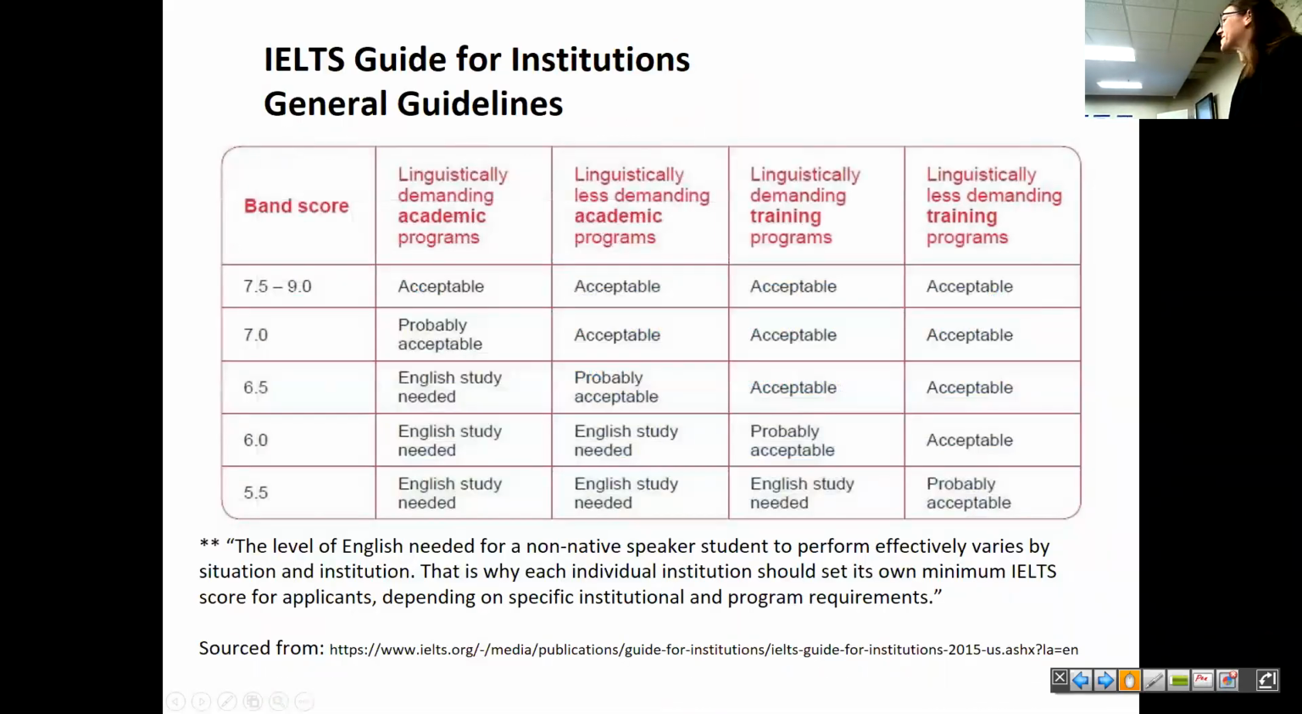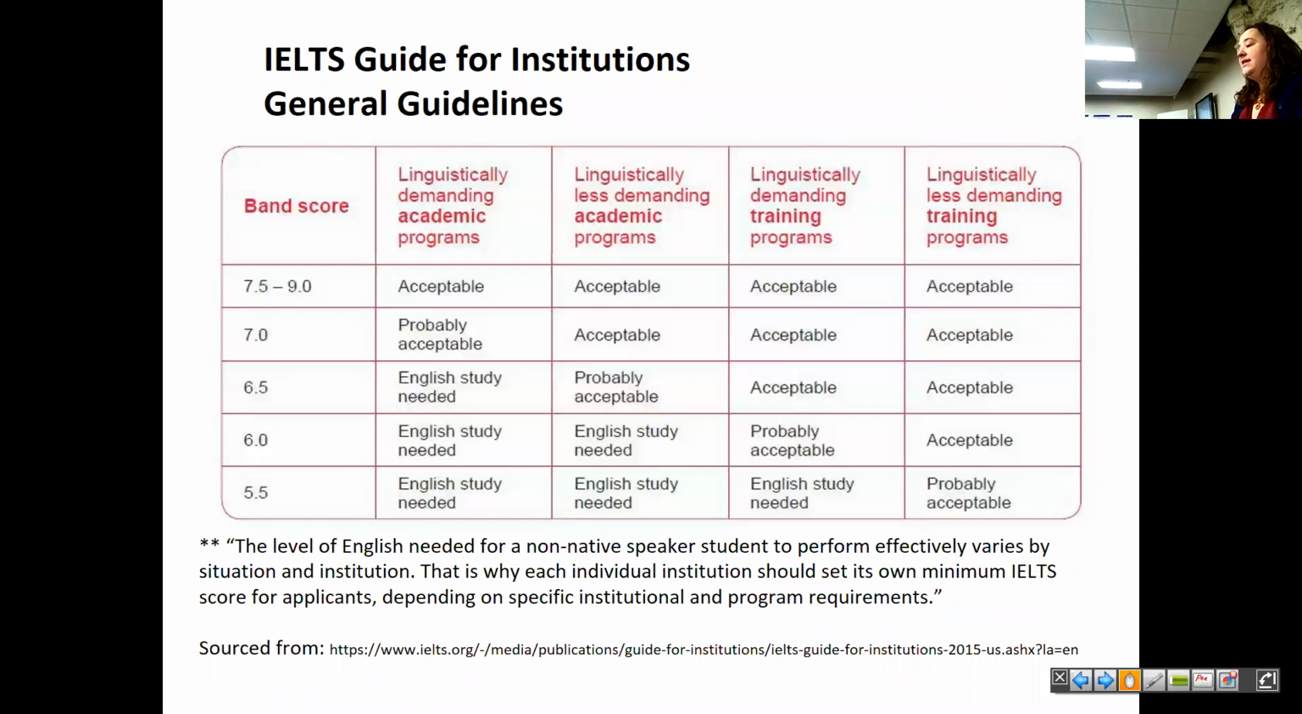Yeah, IELTS gives a recommendation for universities, and Amy was going to talk a little bit about that and what that means. So you can see here on this chart what IELTS says a 5.5 student can be expected to do linguistically. It says that you can expect them to linguistically be able to do less demanding training programs. But as soon as we move over into things that become a little more linguistically demanding, you see that there's still some English study needed.